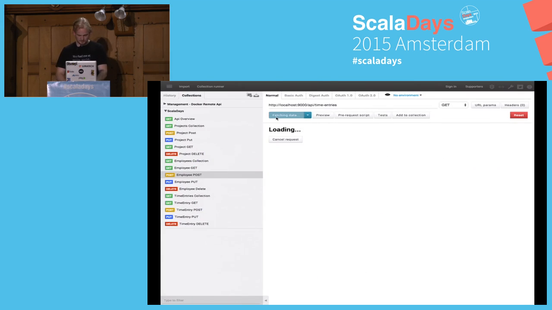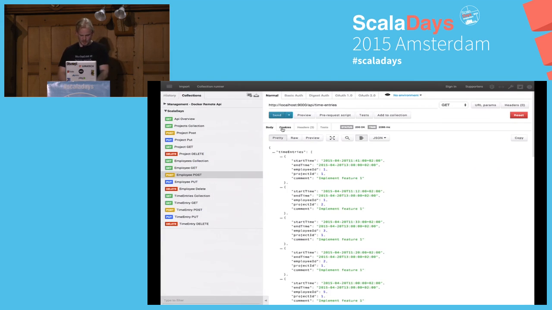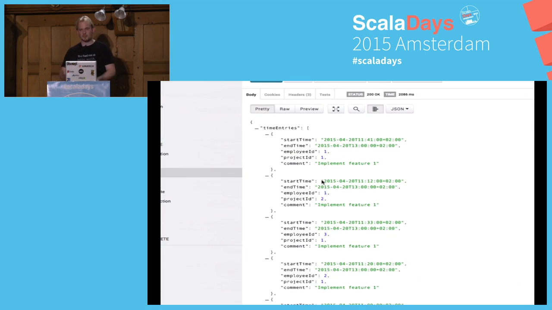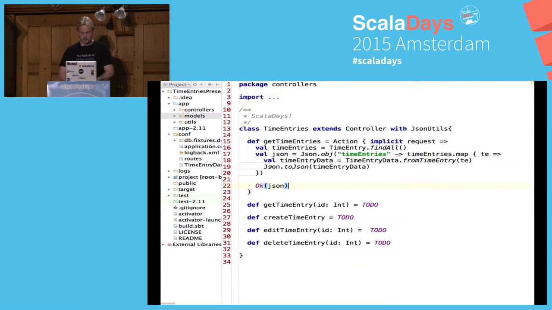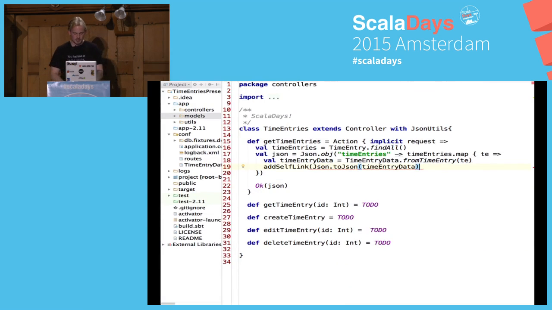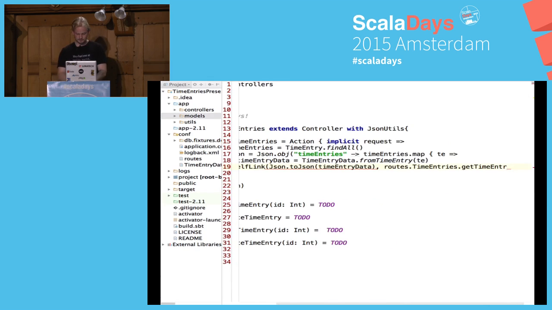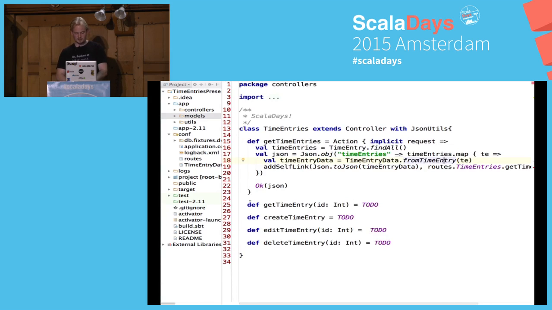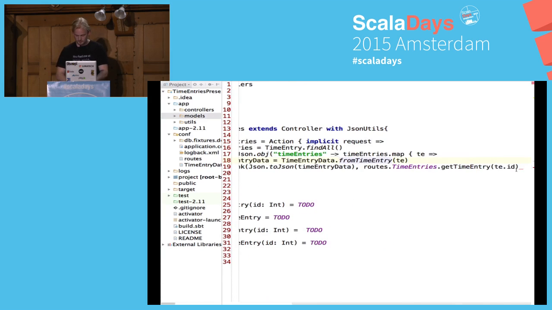So let's send a request to there. And there you have your time entries with all the representation. But now it's not linking to each individual resource, and of course we want that as well. So let's add that as well. I created a little function called addSelfLink that will add a self-link to the JSON object. And you have to do the reverse routing to the individual object. So that's the getTimeEntry. And then you have to pass the time entry ID in there. And that's like the next controller method we will implement.